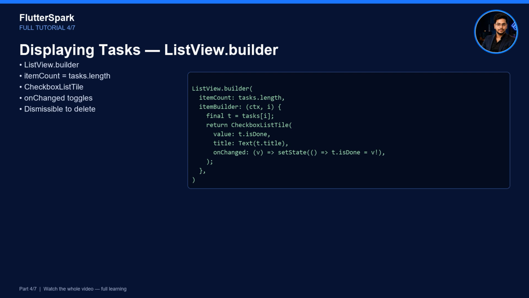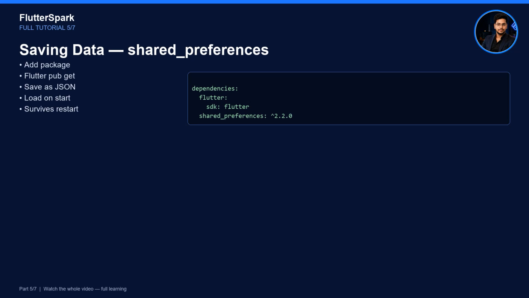The line strikes through completed tasks automatically if we add a style, but even without it the checkbox gives clear feedback. For deletion we can wrap each row in Dismissible, which lets the user swipe a task away. Dismissible needs a key, so we use ValueKey with the task title. onDismissed removes the task from the list and calls setState. Now we have add, toggle, and delete. The app feels real.